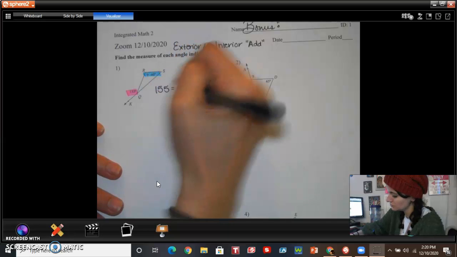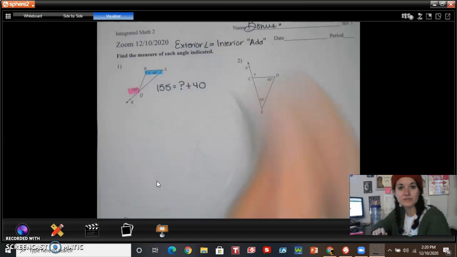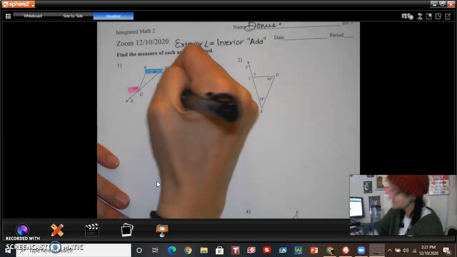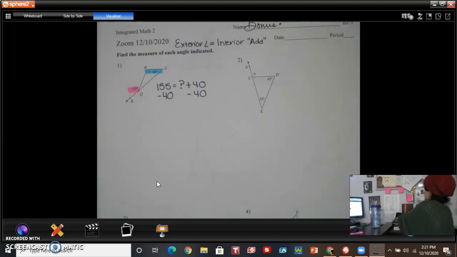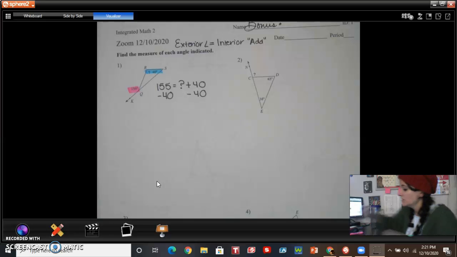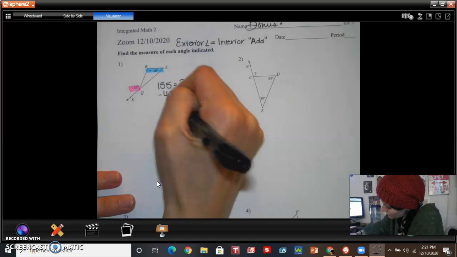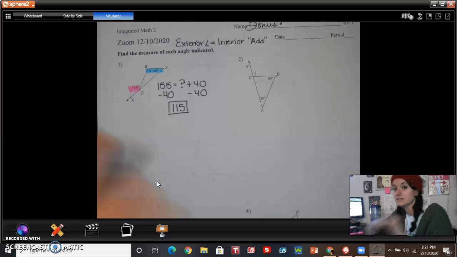Well, how do we solve for our unknown angle measure? Well, we would subtract 40 from both sides. Take your calculator, friendly little machine. We go 155 minus 40, and we get 115. Now, on the Google form, when you type your answer, type in the number 115. That's all you got to type in, okay? All right, let's do number 2 as well.